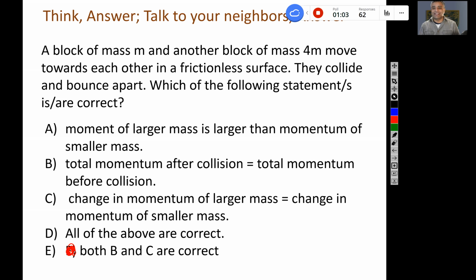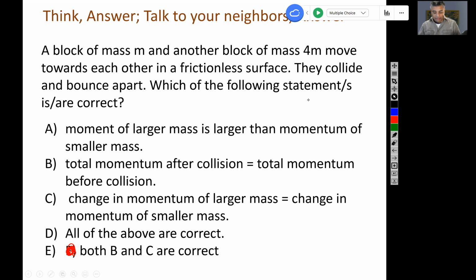Okay, 30 more seconds. And 5 more seconds. 5, 4, 3, 2, 1, and it stops.